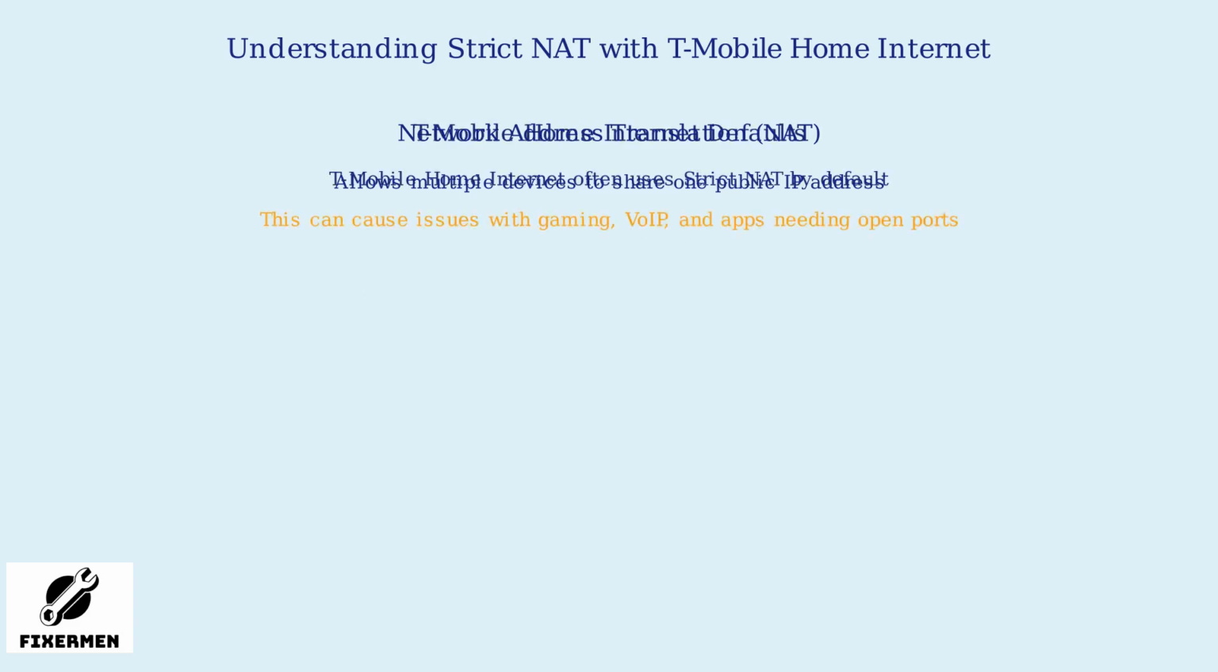T-Mobile home internet gateways typically default to strict NAT. While this provides good security by blocking unwanted inbound traffic, it can cause problems with online gaming, voice over IP calls, and other applications that need to receive unsolicited connections.